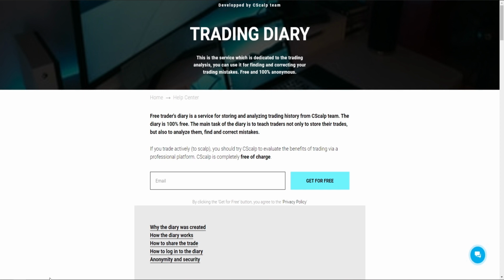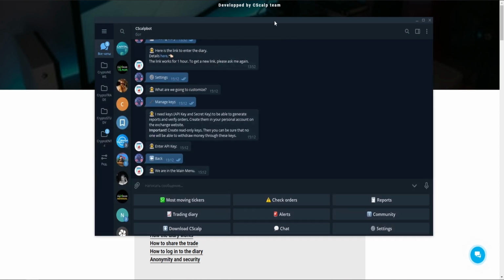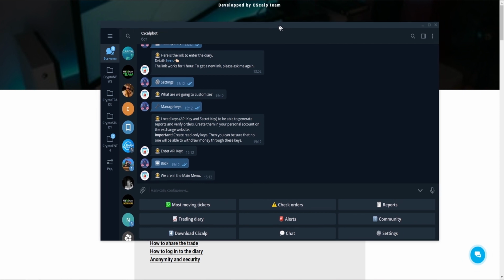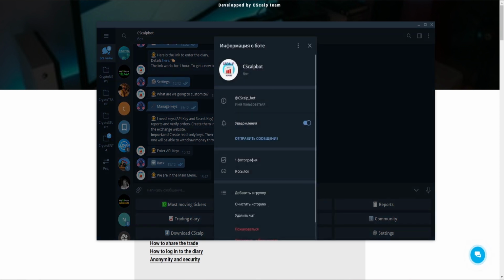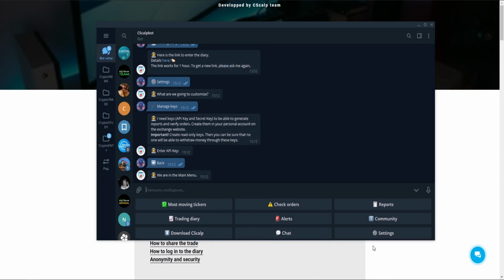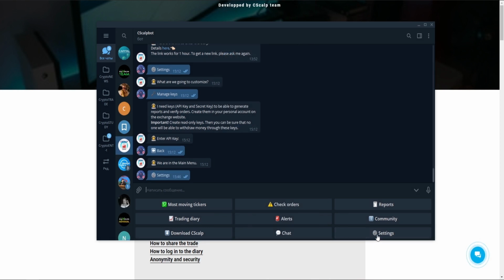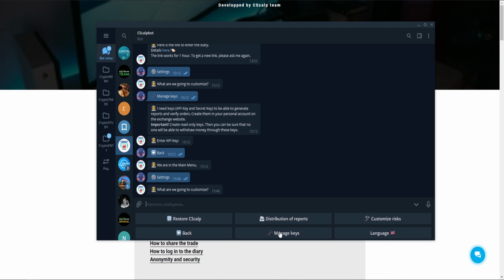So now let's understand how to connect the diary to the Binance exchange and how it works. Firstly, we have to open the CScalp bot. So the nickname, you can check it here, CScalp bot. Then we click settings, waiting for the bot to upload. Then we have to push manage keys.